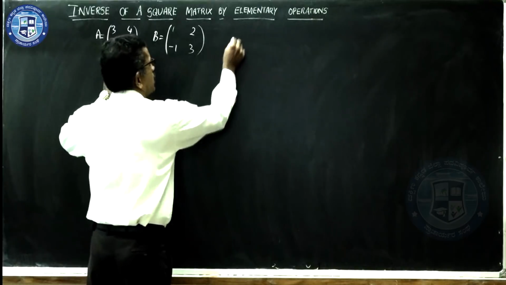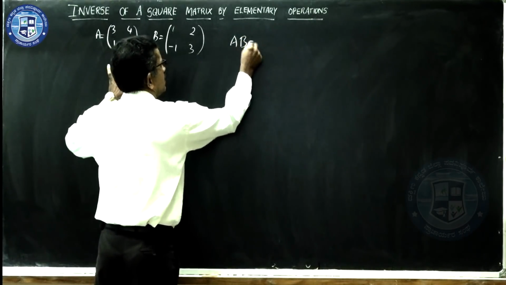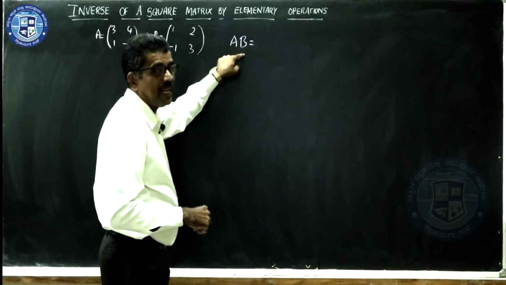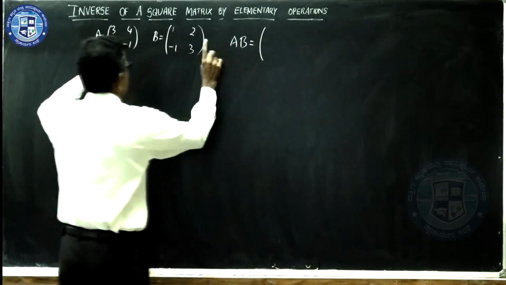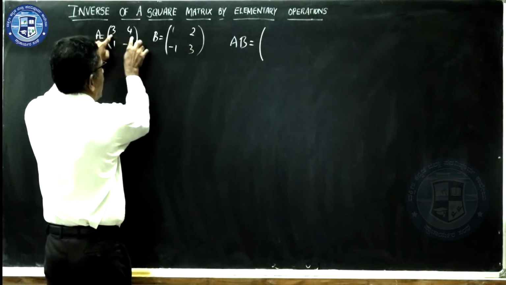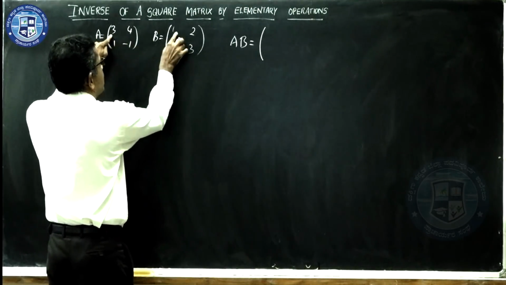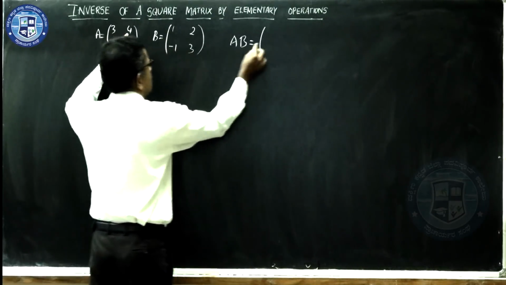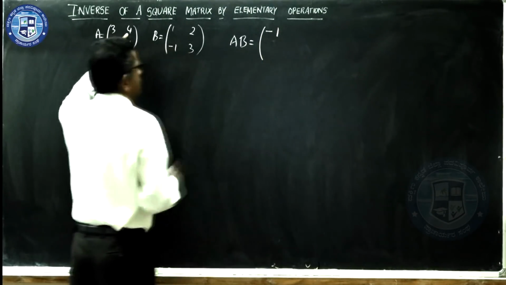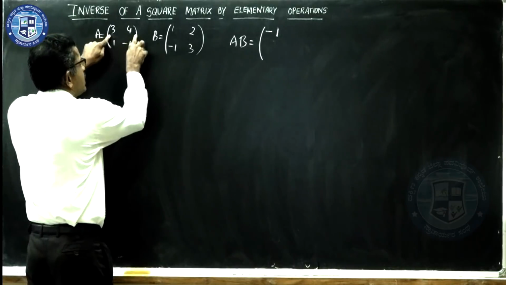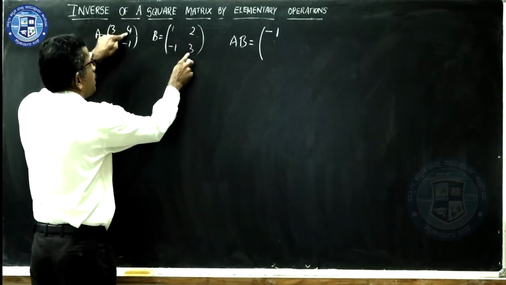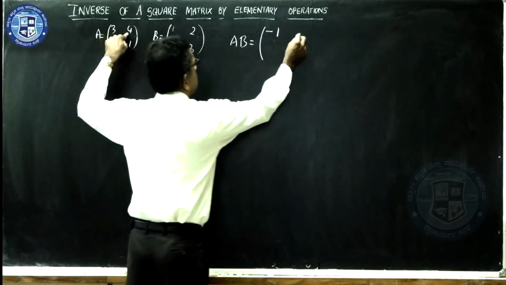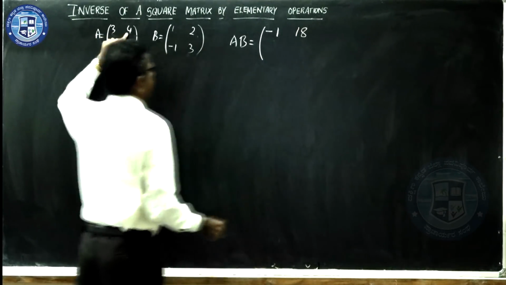Now, just find out what is AB. I may just name that AB as X. A into B. So, I think it is better to avoid the waste of time, I will multiply here only. 3 into 1, 3. 4 into minus 1, it is minus 4. 3 minus 4 is minus 1. Next, first row with the second column, it is 3 twos are 6 plus 12, it is 18.